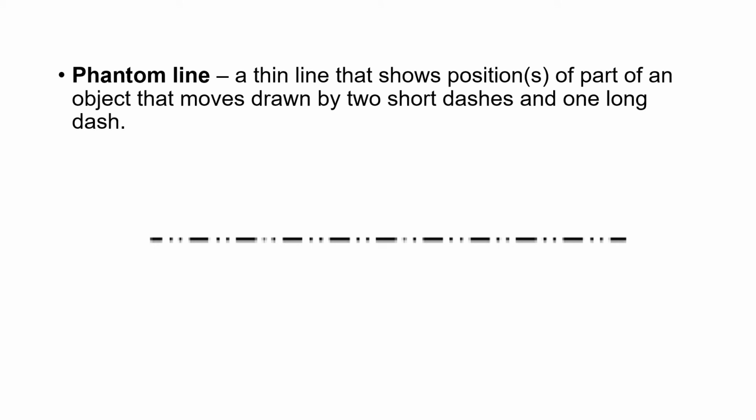Phantom line: a thin line that shows positions of part of an object that moves, drawn by two short dashes and one long dash. So alternate: one long dash, two short dashes, one long dash, two short dashes. That's phantom line.